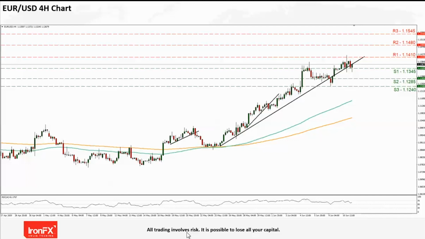Should the bulls retain control, we could see it breaking the 1.1410 line and aim for the 1.1480 resistance level, while even higher we find the 1.1545. If the bears take over, Euro USD could break the pre-mentioned trend line, the 1.1345 line, and aim for the 1.1285 support level, while the lowest support line is the 1.1240. Please note that we maintain rather tight support and resistance levels for the particular pair.